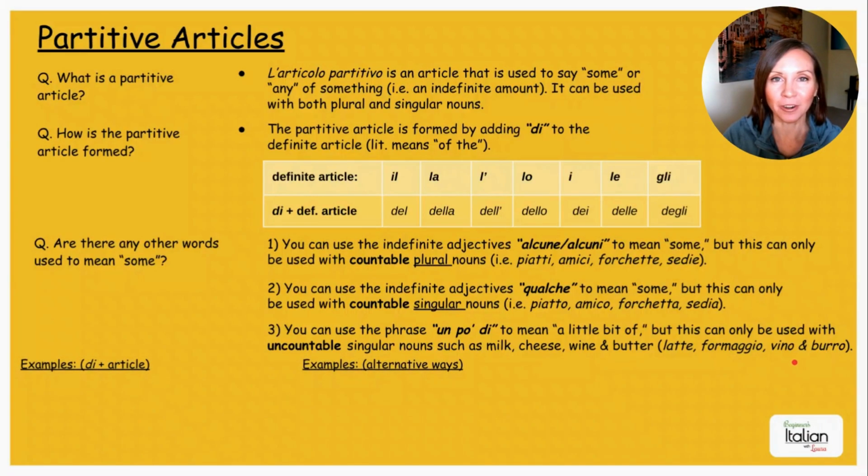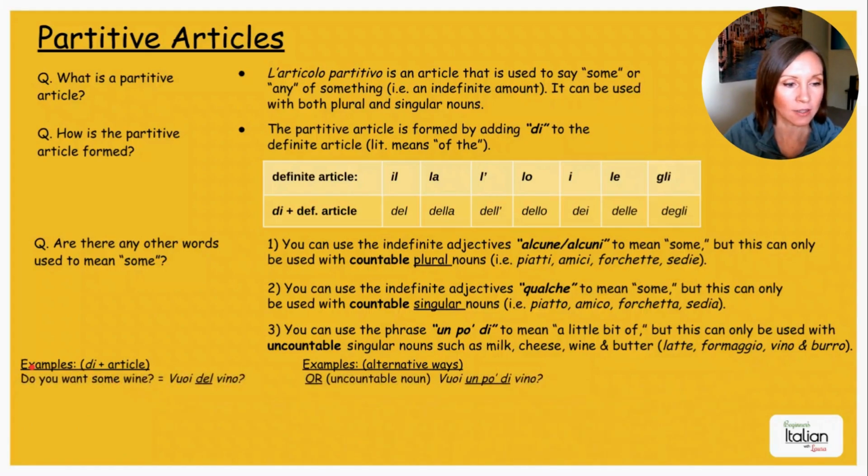So you're probably wondering, so what the heck does this all mean? Okay, so we'll give you some examples here to make it a little bit clearer. On this side, we have our examples, d plus an article, so we're going to be using these guys here. And on this side, we're going to be using one of these other ways, an alternative way.